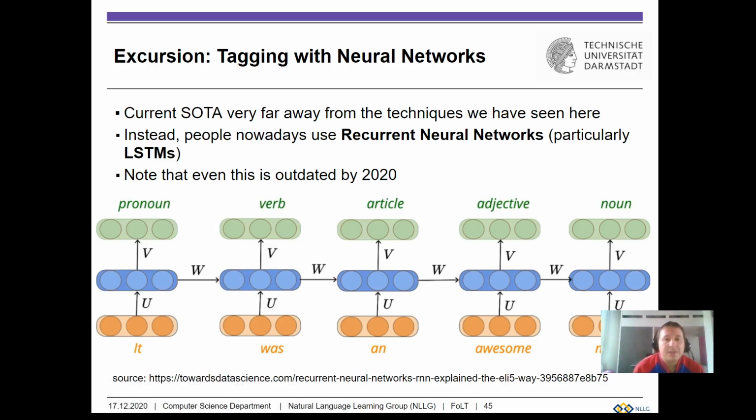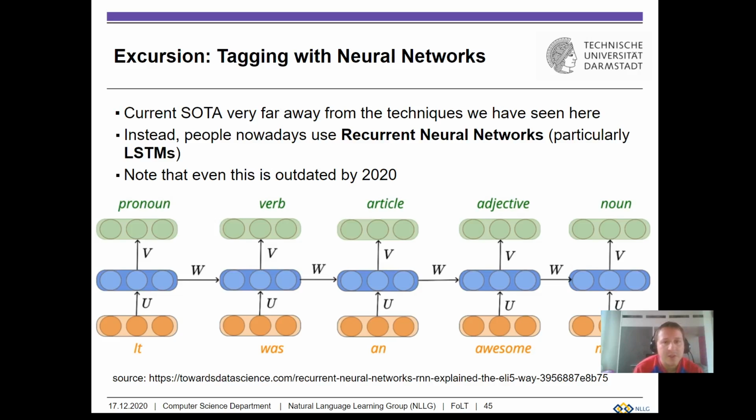So, let me finally wrap up with some excursion to neural networks, as in some other previous lectures. What I've indicated to you a couple of times in this lecture already is that the current state of the art is very far away from the techniques that we are learning in this introductory lecture. Almost nobody nowadays who is doing research on those topics is using those simplistic n-gram taggers with backoff that we have seen in this lecture.